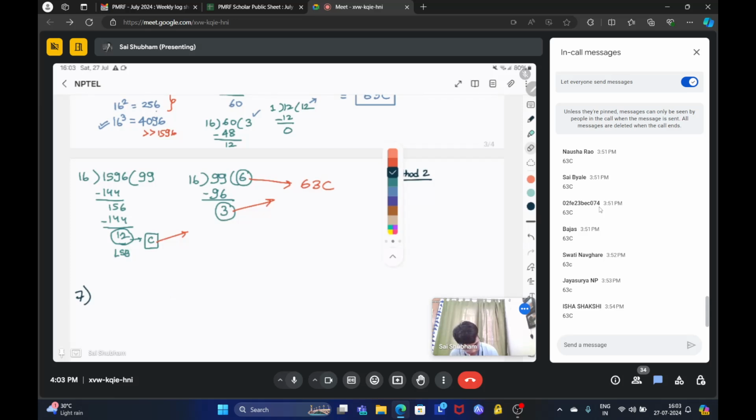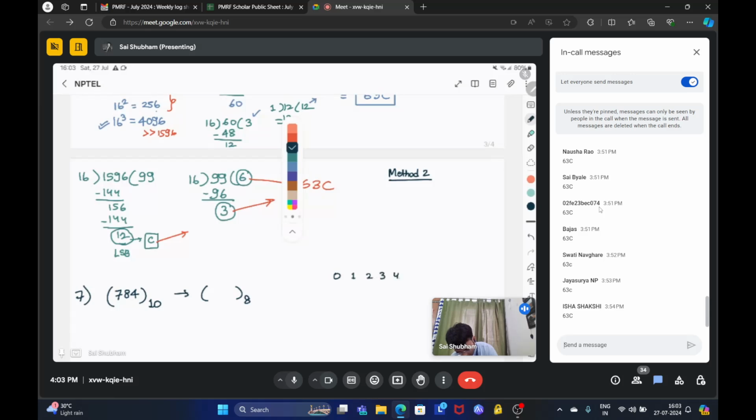So this is your number. Convert it into octal. In octal, we have these many digits. So your number will be in this format. Okay.